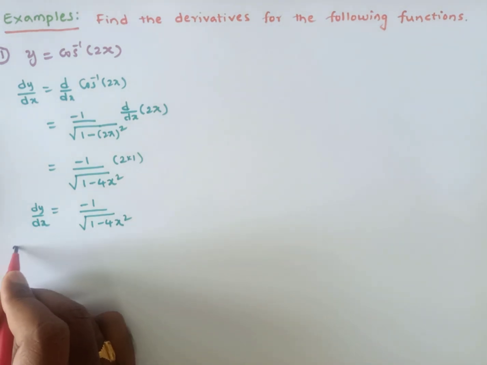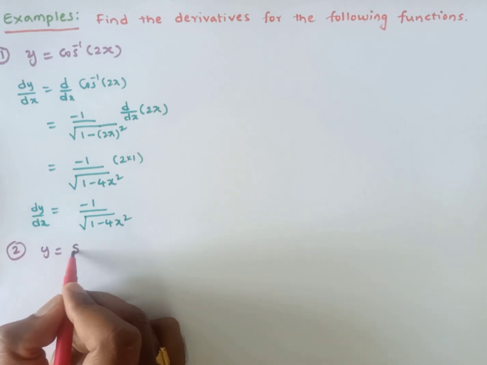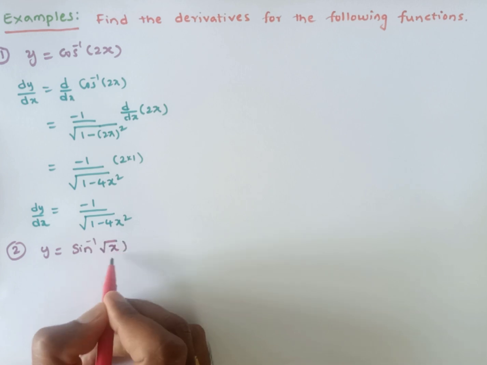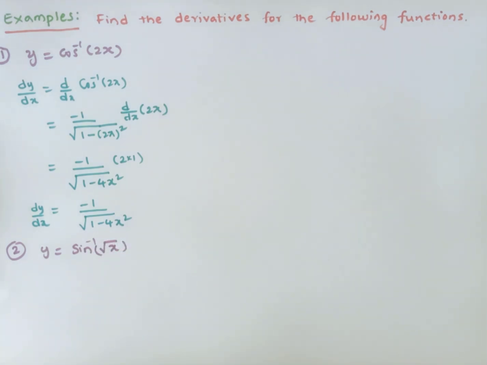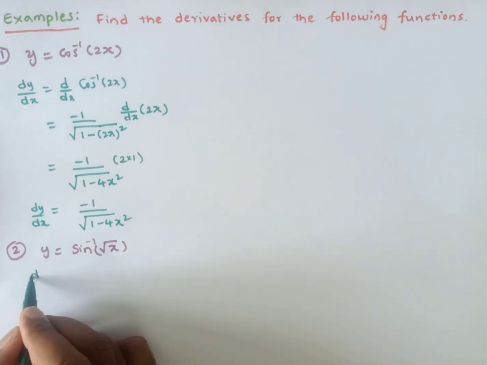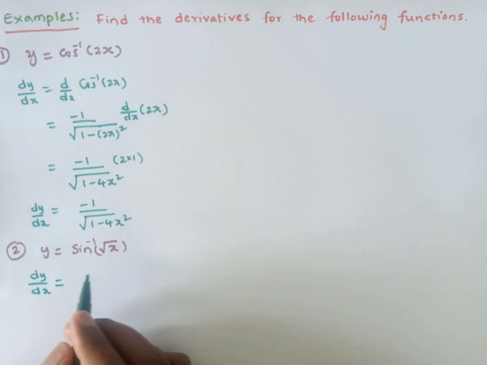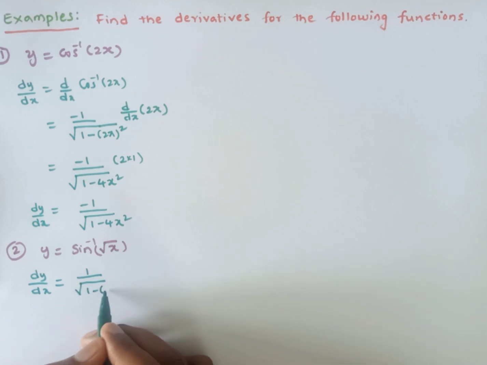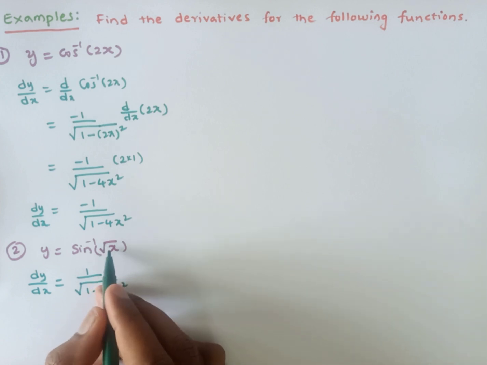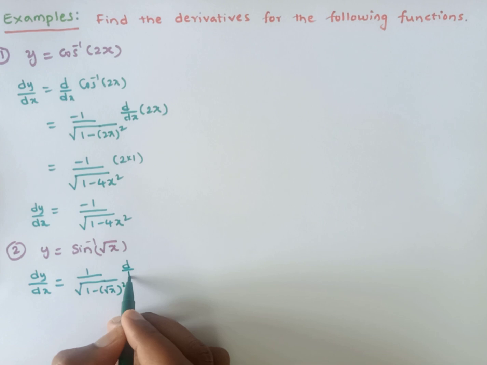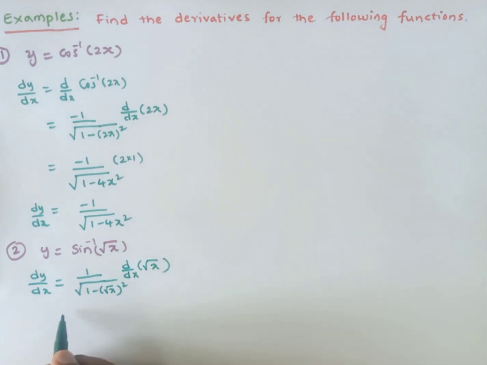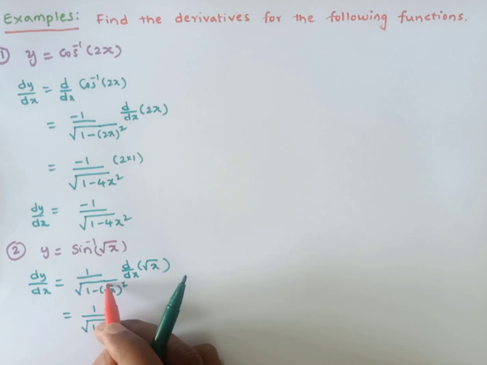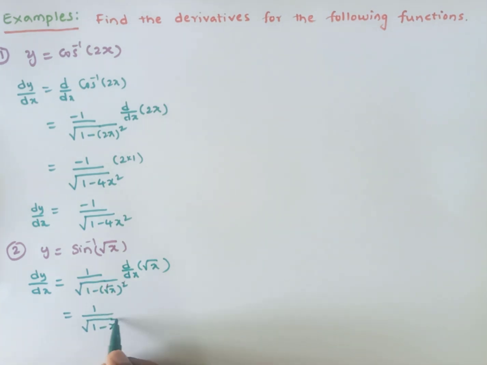Now second. If y equals sine inverse of root x, then find dy by dx. Here we need to know the derivative of root x and of sine inverse x. The derivative of sine inverse x is 1 by root of 1 minus x square. Instead of x, root x is there, so 1 minus root x whole square, into the derivative of root x. Square and square root get cancelled, so it is 1 minus x, into the derivative of root x, which is 1 by 2 root x.